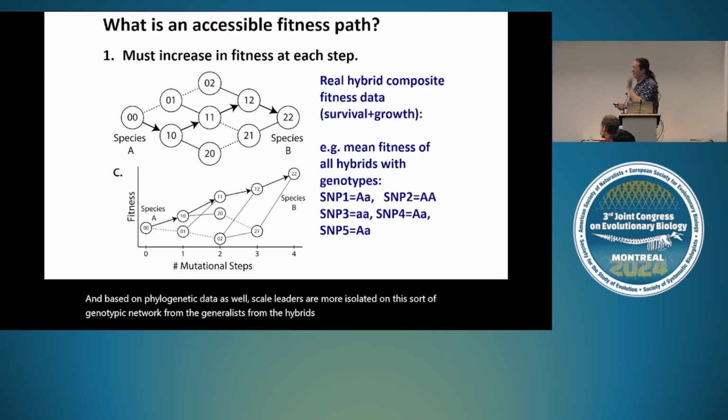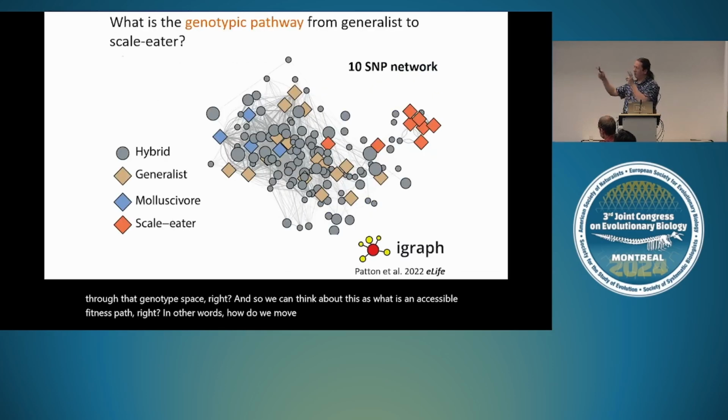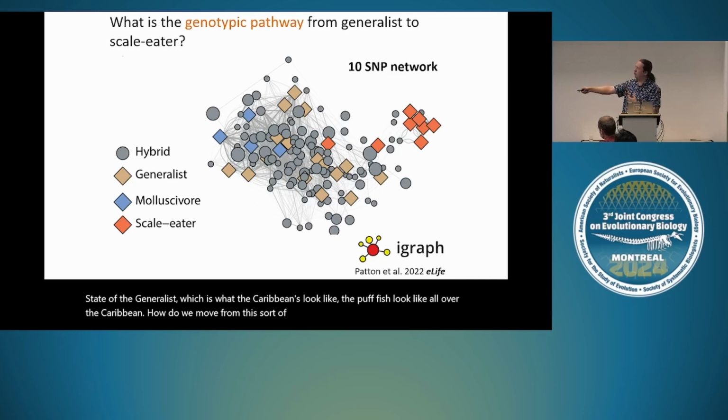But here's what's really fun is we also have fitness data for those hybrids. So we can reconstruct the fitness pathway through that genotype space, right? And so we can think about this as what is an accessible fitness path, right? In other words, how do we move from this ancestral state of the generalist, which is what the pupfish look like all over the Caribbean, how do we move from this tan haplotype here through genotype space, one mutation at a time, to get to a scale leader, to get to a molluscivore? What does the fitness look like along that pathway?